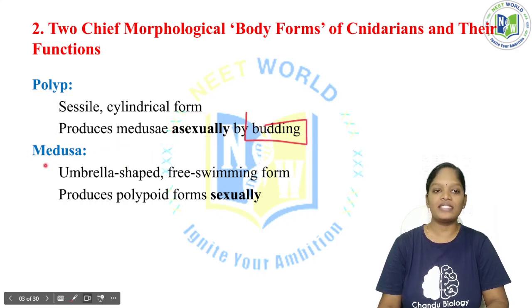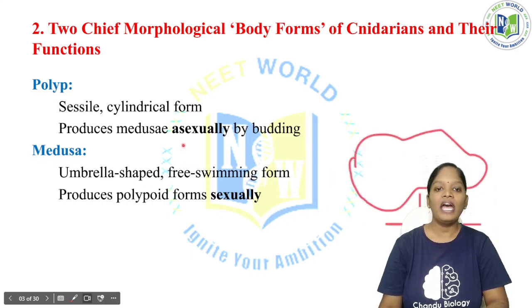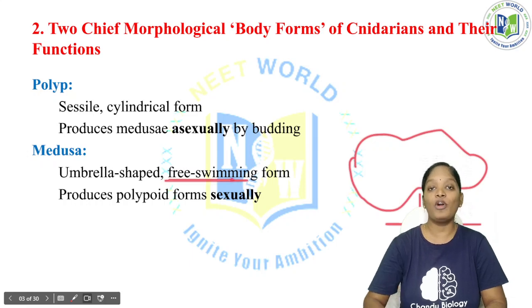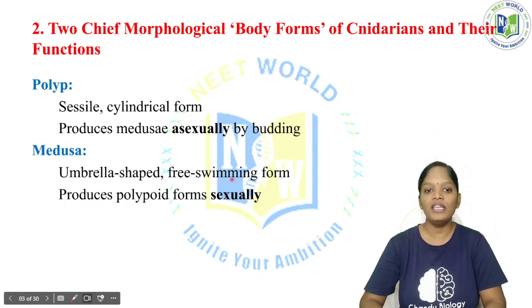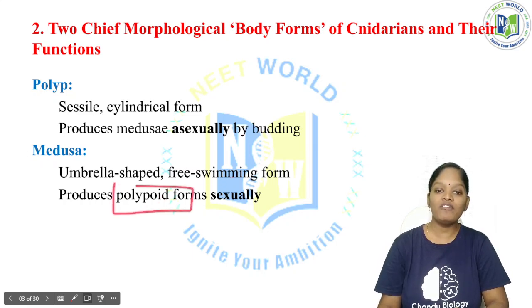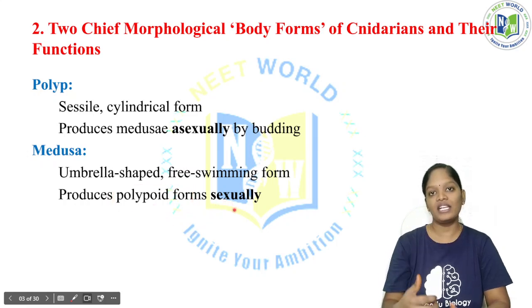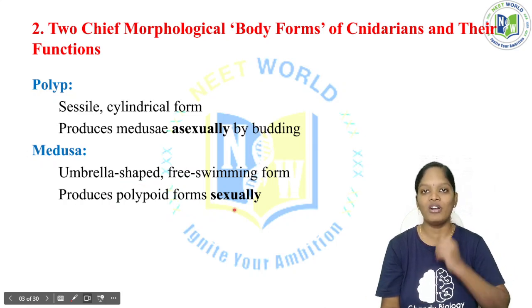Next, the medusa. The medusa is umbrella shaped. It will look like this, an umbrella shape, and it is a free swimming form. See, the polyp is just the opposite of the medusa. The polyp is sessile, sedentary, fixed in one place, and the medusa is free swimming in nature. And they reproduce sexually and produce polypoid forms, many forms.